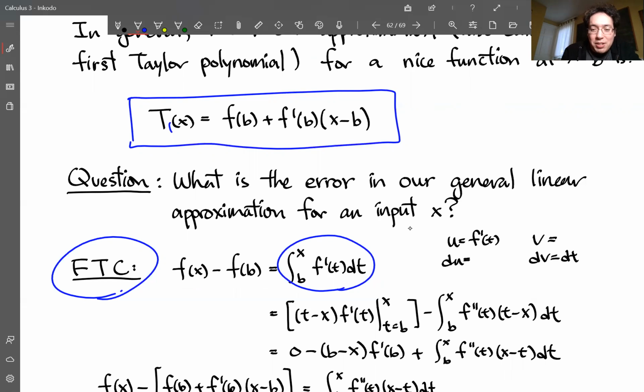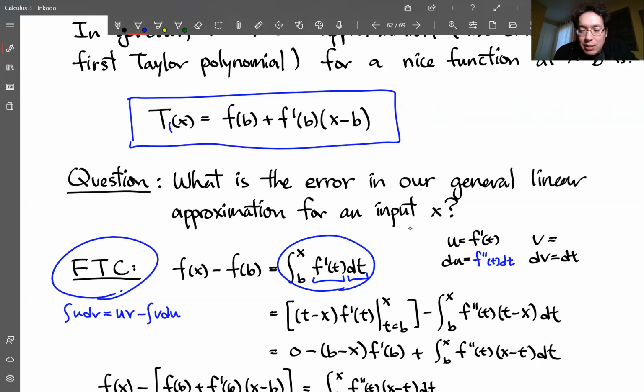And then while computing this integral, we're going to do something slightly different. We're going to do integration by parts and see what we get. Okay, so this is my u, f prime, and this is my dv. So I'm using integration by parts. If you have the integral of u dv, that's the same thing as u times v minus the integral of v du. So this is what I'm using. If u is f prime, then du is the derivative of that, so f double prime of t dt.